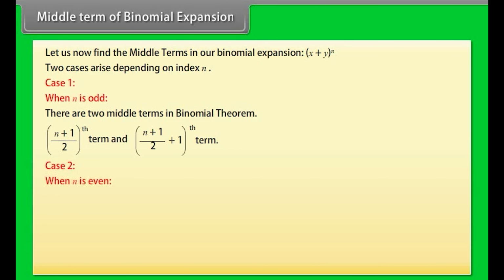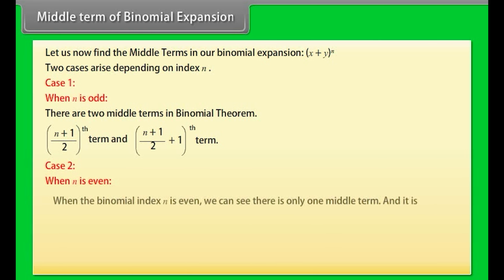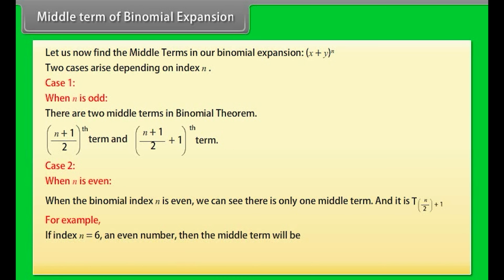Case 2: when n is even. When the binomial index n is even, there is only one middle term, and it is T(n/2 + 1). For example, if the index n is equal to 6, an even number, then the middle term will be T(n/2 + 1) is equal to T(6/2 + 1) is equal to T4.